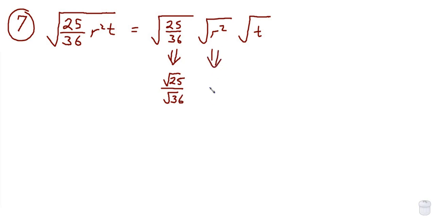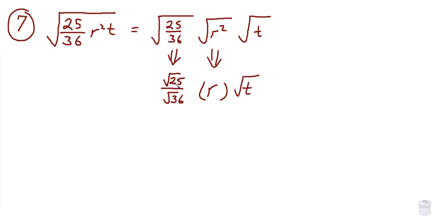I also know that the square root of r squared, the index of 2, the understood 2 right here, matches up with that exponent of the radicand of 2. Those cancel each other out. R squared being a perfect square, I know that the square root of r squared is r. And I can't simplify that square root of t anymore. Just leave that square root of t.